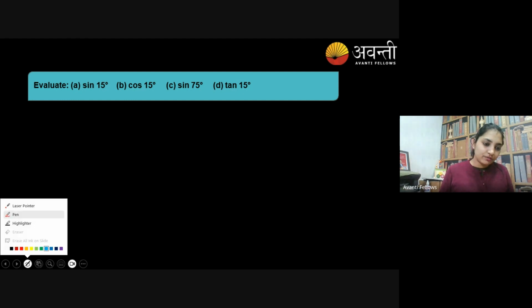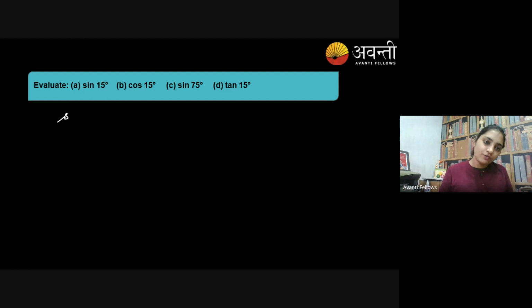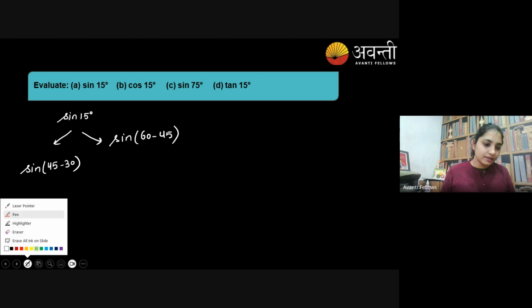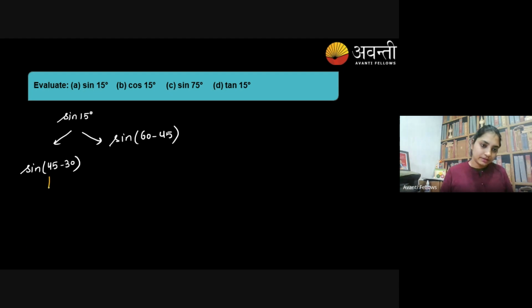So now we have to see how to implement. If I need to find sine 15 degree, I can do it in two methods. Either I will write it as sine 45 minus 30, or another is sine 60 minus 45. Any one method you can apply. Clear? Great. The formula can be implemented by you guys. Remember? Yes, Tanisha? Yes, ma'am. Okay.